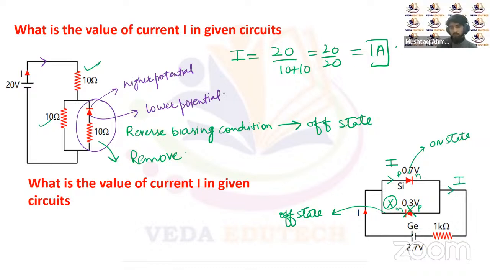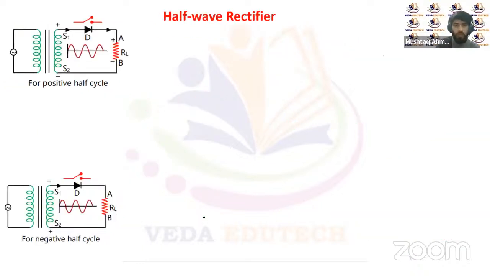2.7 volt is the potential supplied by the battery, and apart from that, 0.7 volt will be consumed in the barrier potential of the silicon diode. So the rest of the potential will be across this 1 kilo ohm resistor. The remaining potential is 2 volts, so the current will be 2 upon 1 kilo ohm, which is equal to 2 milliamperes. 2 milliamperes will be the current through the circuit.